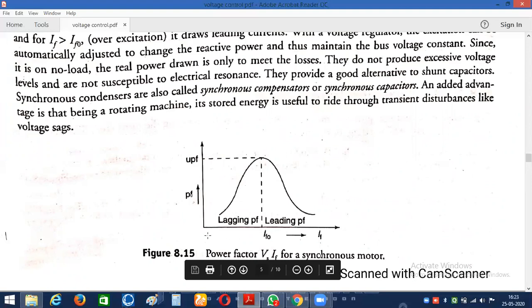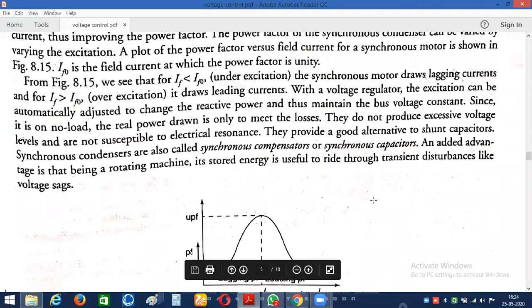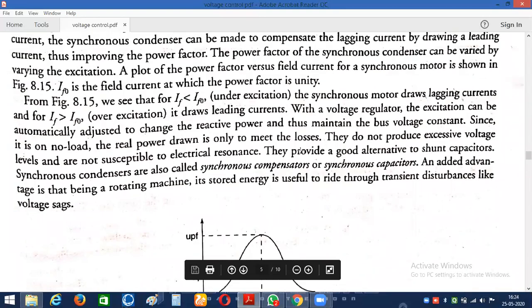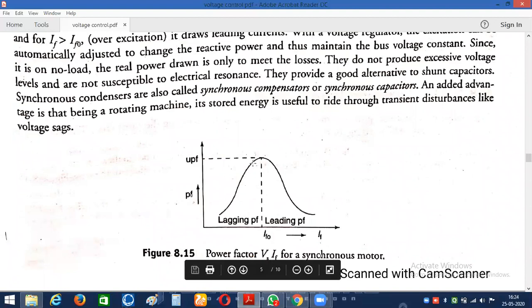During lagging power factors, due to the increase in current, this is IF naught. Whenever the field current is less than IF naught, the synchronous condenser acts as a lagging source, supplying the lagging power factor. Whenever it is greater than IF naught, it acts as a source of leading power factor. In figure 8.15a, it clearly shows that field current less than IF naught represents under excitation. An under excited synchronous condenser draws lagging current. Here IF naught represents the unity power factor.